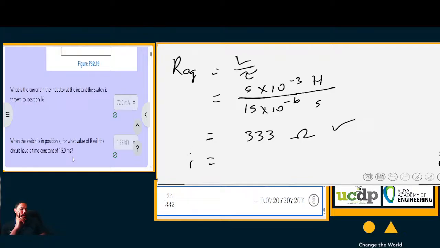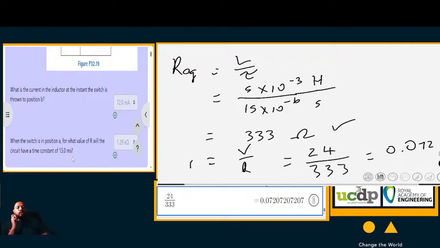Now if you calculate the current, it should then be voltage over resistance, and the voltage is 24 rather, divided by the resistance 333, and it should be 0.07, is it 0.072? 0.072. That's 72 milliamps, and that is how I got that answer.